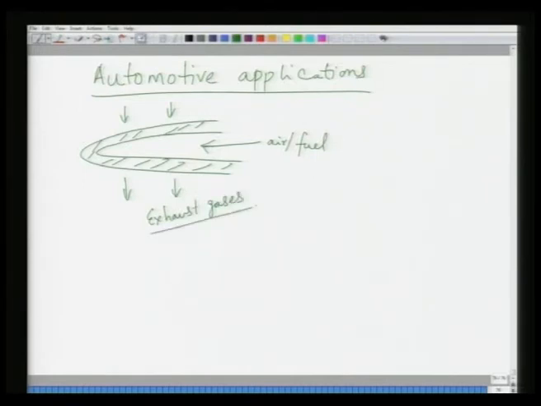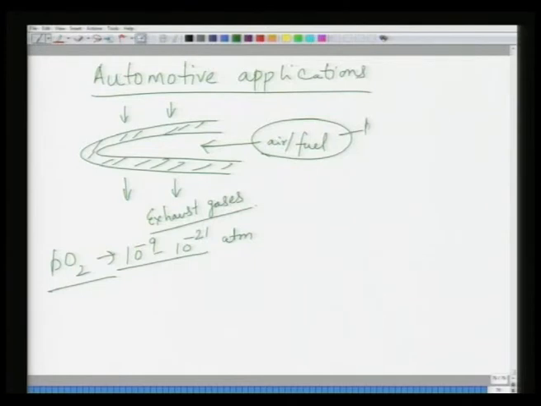Okay. Now, in the exhaust gases, typically the partial pressure of oxygen would be anywhere between 10 to the minus 9 to, okay, and here inside this you will have PO2 approximately equal to 0.21 atmosphere. So, this is a massive gradient of partial pressure of oxygen.